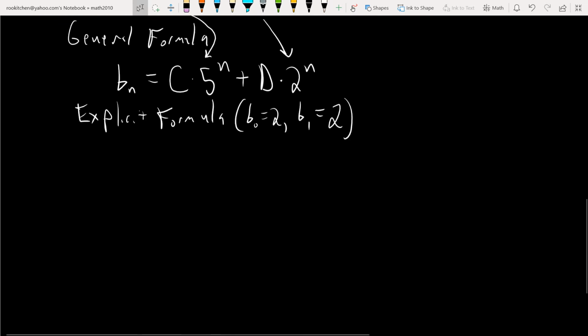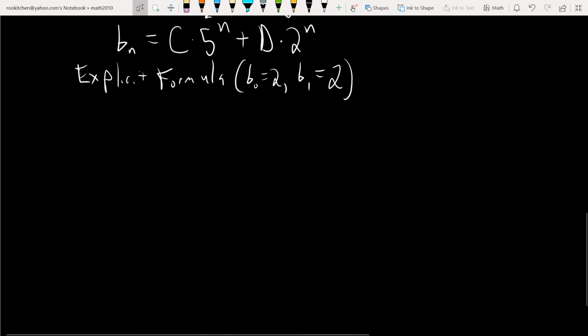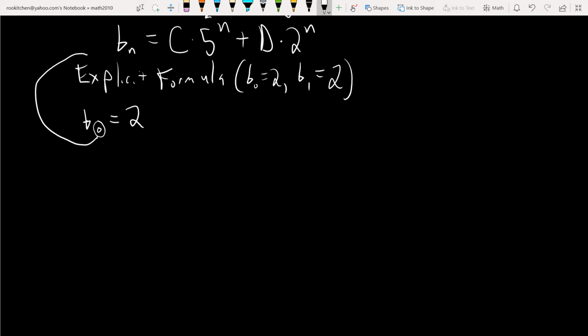Okay, so from there you're going to build a system of equations. So you'll get something like what? I don't know. So how does this work? If I have b sub 0 equals 2, what you're doing is plugging the 0 into the recurrence relation. Okay, so I'm taking this number here and plopping it in for n into this equation.